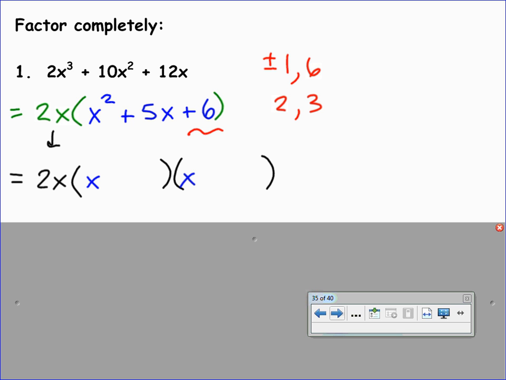Good job. They must be same sign, both positive. Therefore, we can't use 1 and 6 because that would sum to give us a positive 7x, and our middle term was positive 5x. So we have to use the 2 and the 3. Nice job. Same signs, both positive. Way to go. That's perfect. Good job.